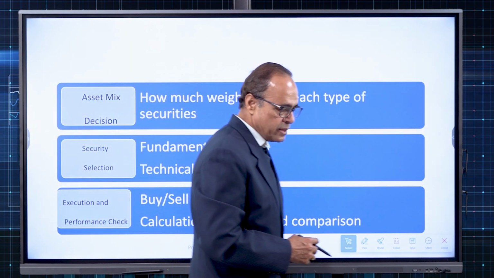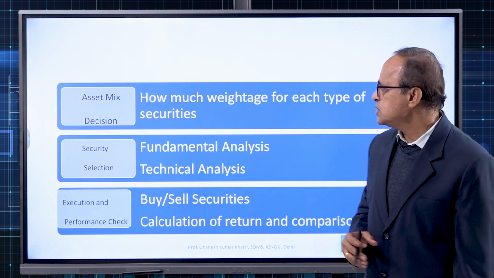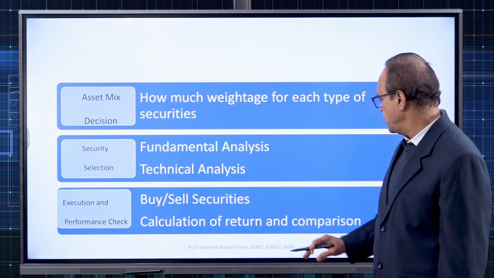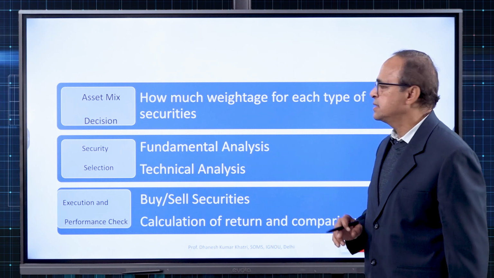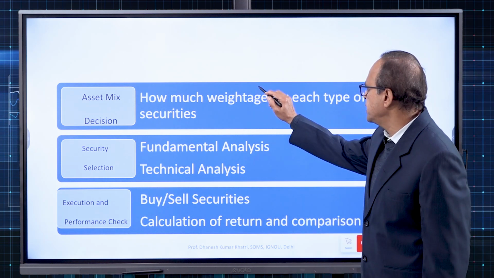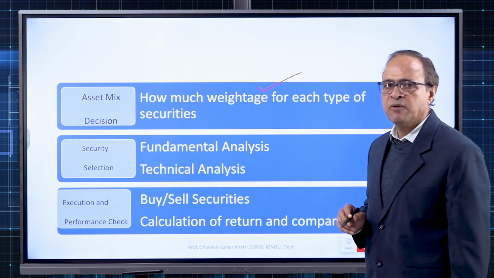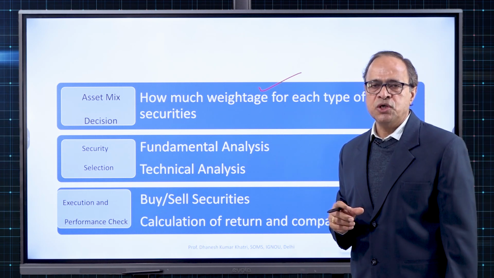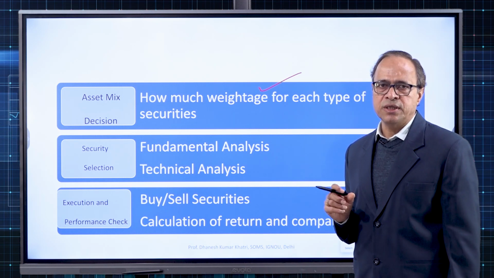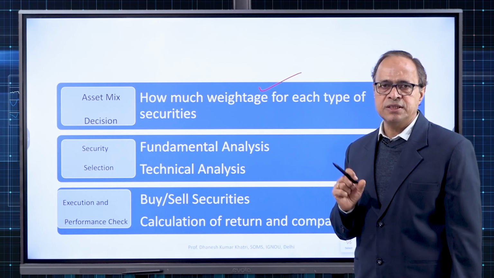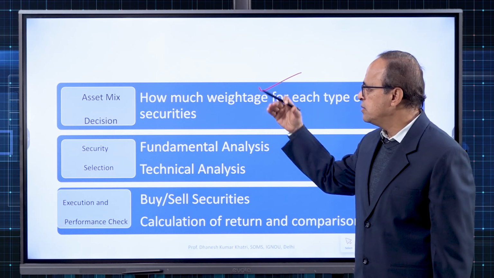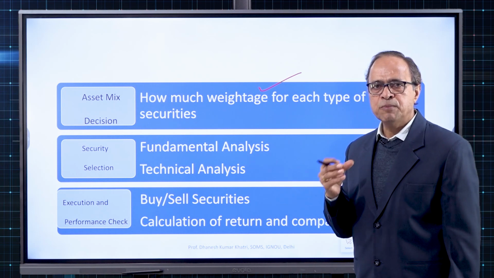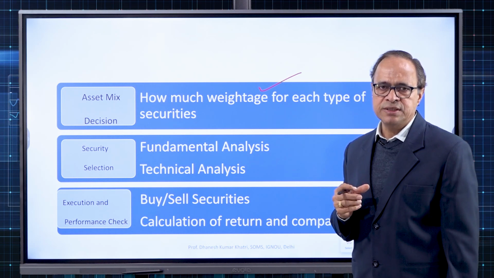Then comes the next 3 steps. Once you have decided where to invest your money, go for deciding the asset mix decision. That means how much weightage is to be given to each type of security. Like if you are making a portfolio of financial securities only, that is shares, bonds and debentures, then how much money will be invested in equity shares, how much in mutual funds, and how much proportion will go in bonds or debentures.